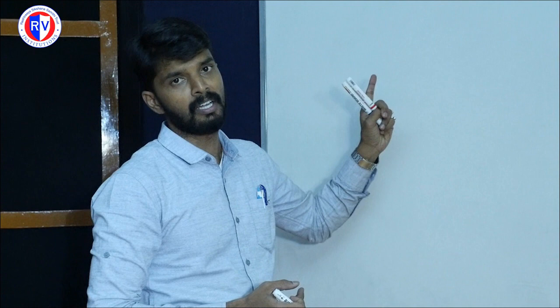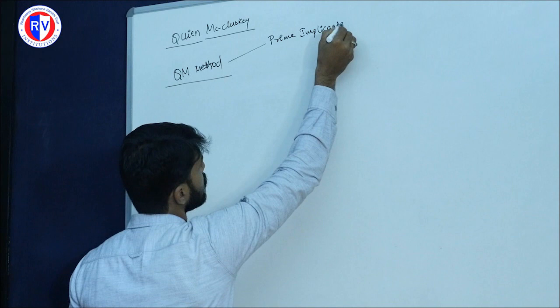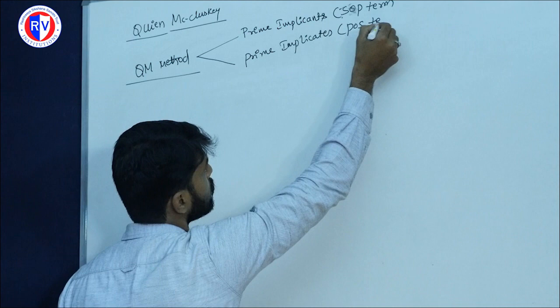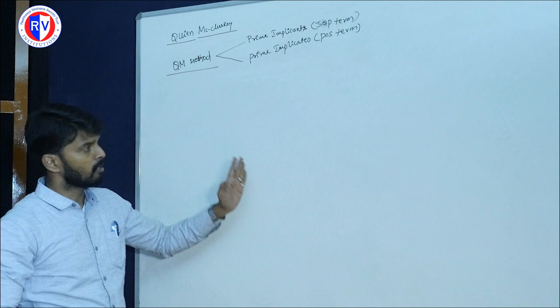But apart from that, it is algorithmic in nature and can perform the operation at a fast rate. With the help of QM method, it is possible to generate the prime implicants, that is the SOP term, as well as the prime implicates, that is the POS term. Now I will take one example, and with the help of that example, I will explain how to solve a Boolean equation with the help of QM method. This is the given Boolean equation.